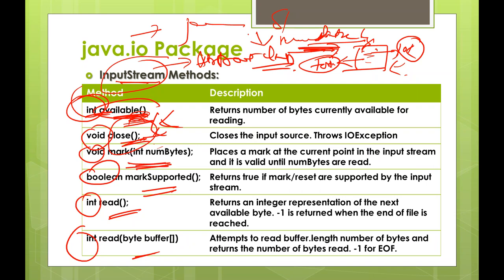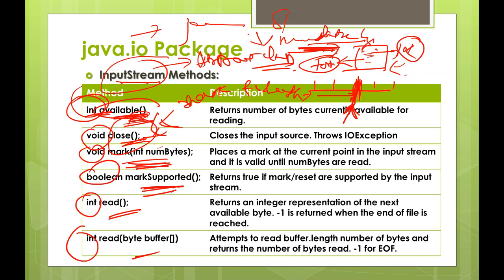Some of the input streams provide support for mark, and you can check for that particular stream whether mark is supported. There is something called mark and reset. Say for example, you are reading from a stream, and 1, 2, 3, 4, 5 bytes are there. You are reading from here, and after 3 bytes, at this particular point, you want to put a mark. So let's see what is there in this particular byte. And then you can put a mark here.